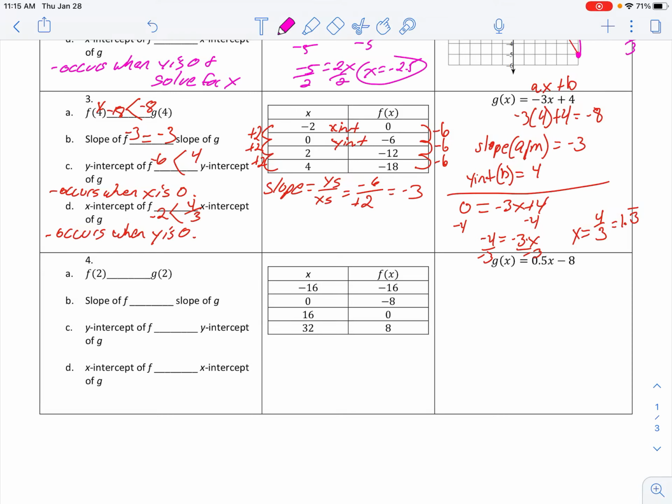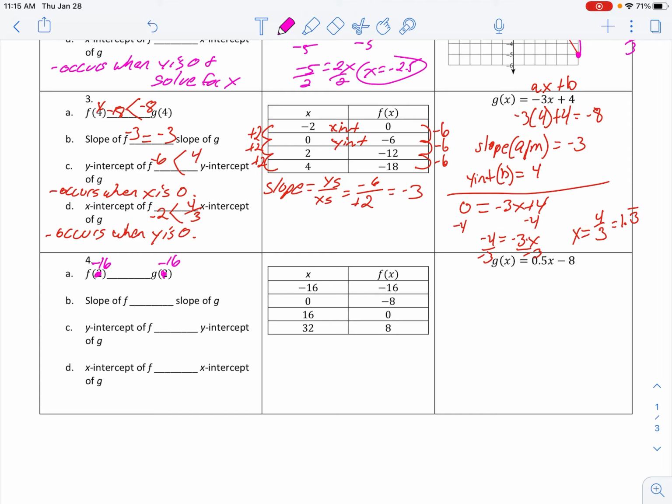So for number 4, looking at the table, I must not have fixed that one because it says f of 2, and I'm looking at it and there is no 2 there. I would have anticipated that to be the case, so I think I forgot to change it around. Let's say that should have been negative 16 compared to negative 16. That was not my intention. So it should be f of negative 16.